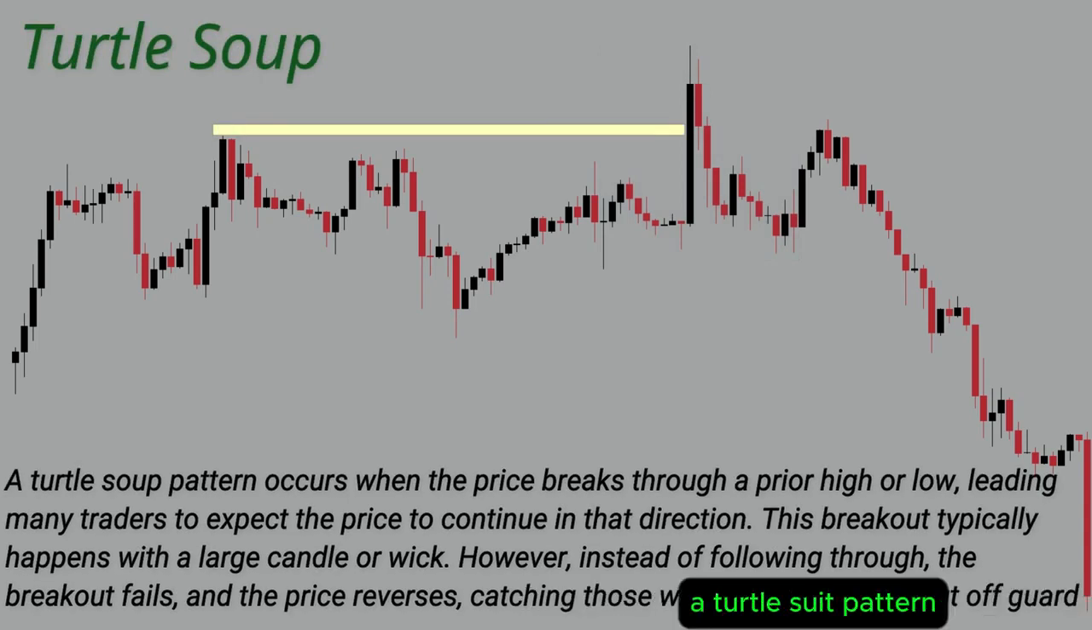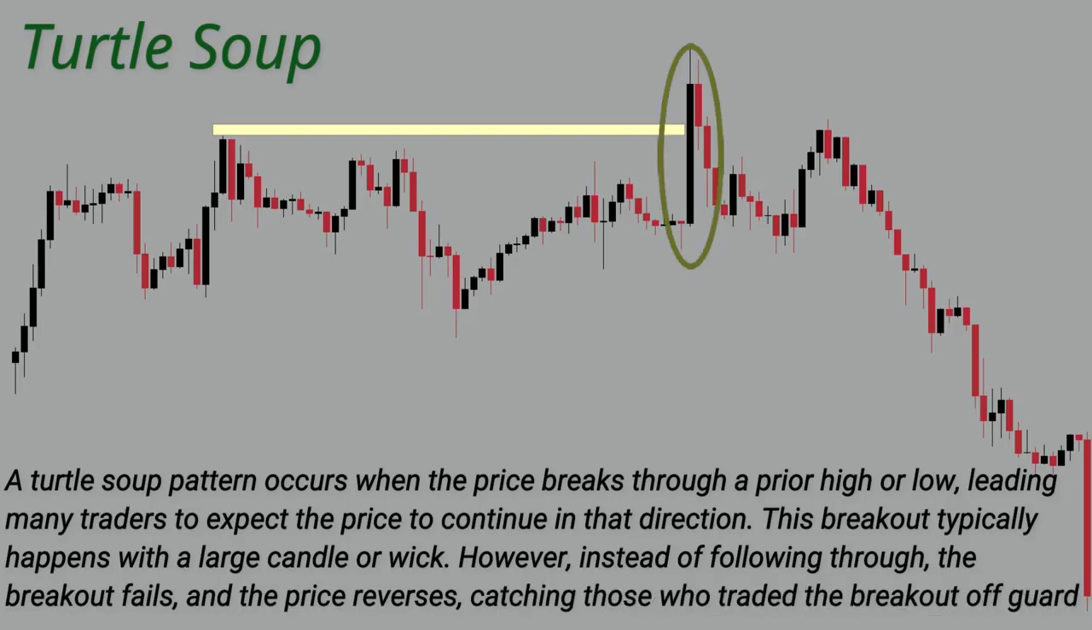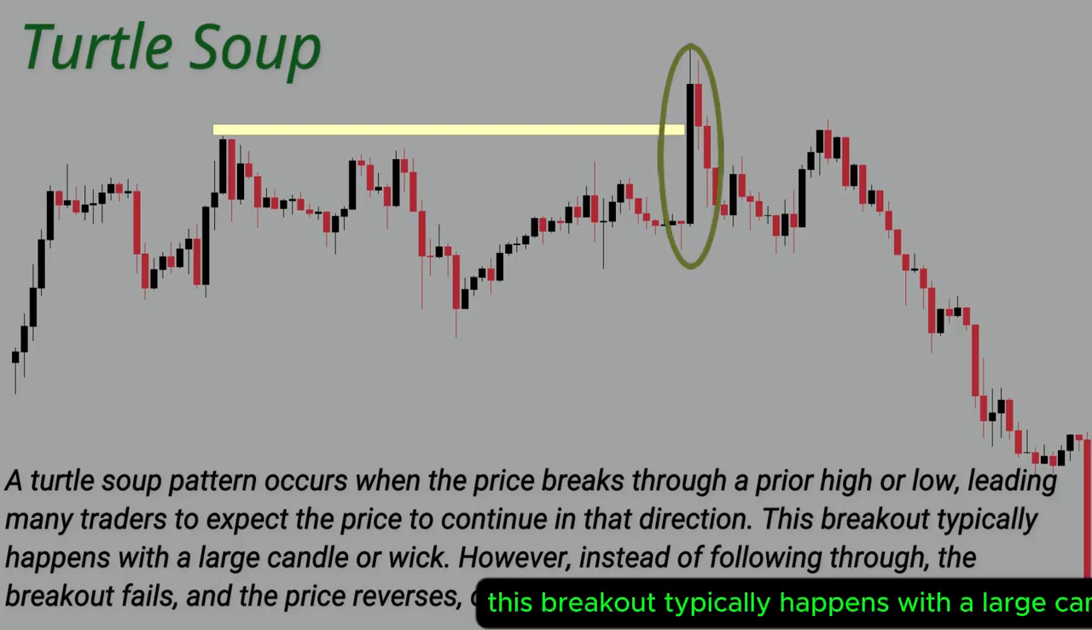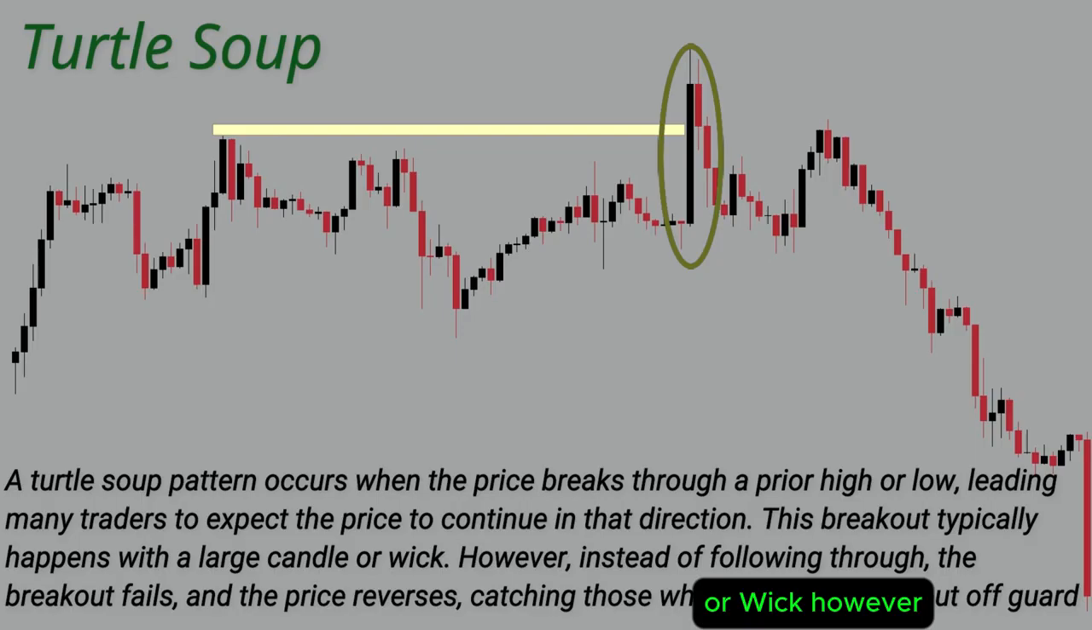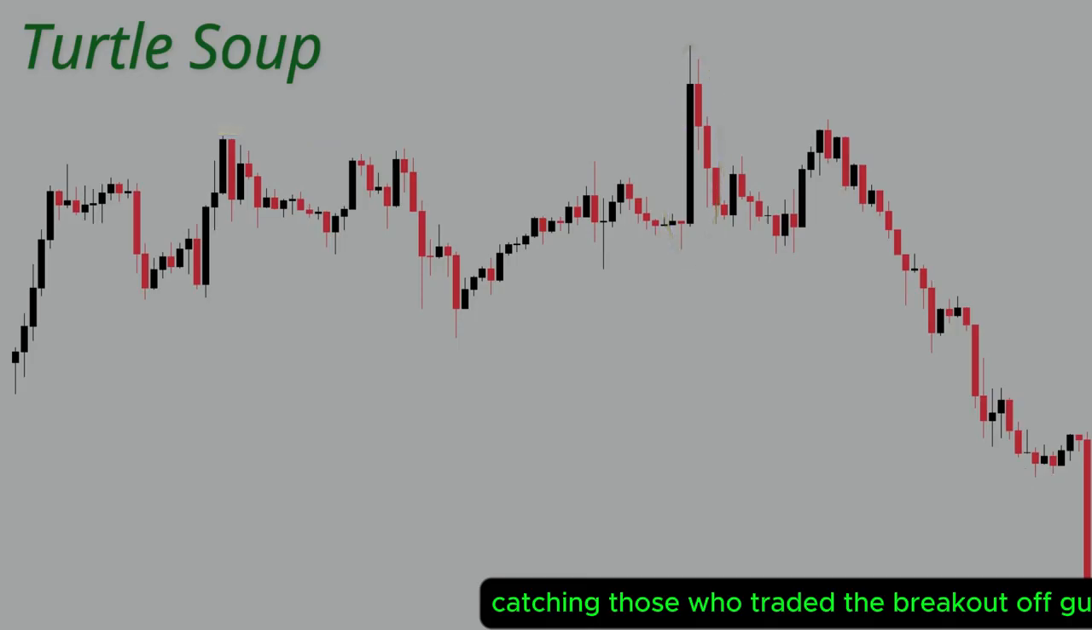A turtle soup pattern occurs when the price breaks through a prior, higher low, leading many traders to expect the price to continue in that direction. This breakout typically happens with a large candle or wick. However, instead of following through, the breakout fails and the price reverses, catching those who traded the breakout off guard.